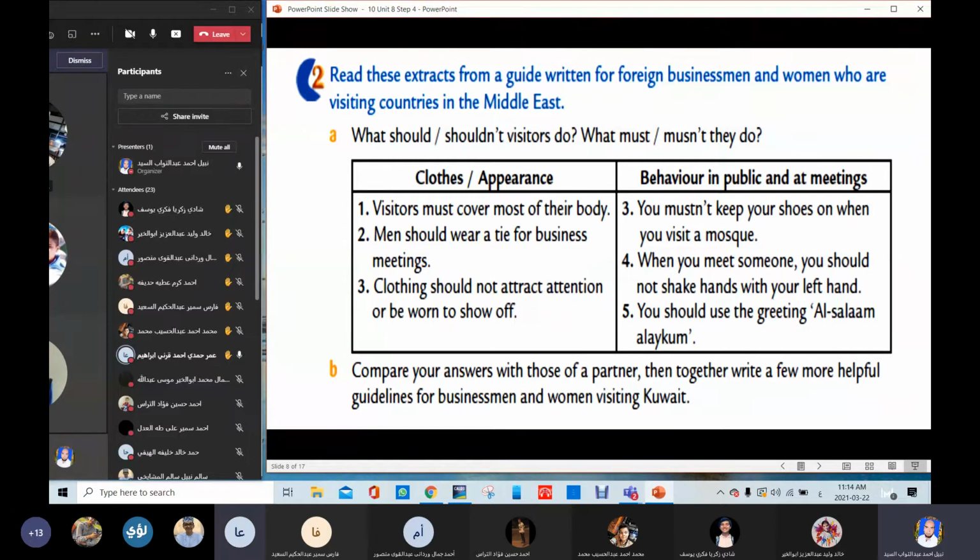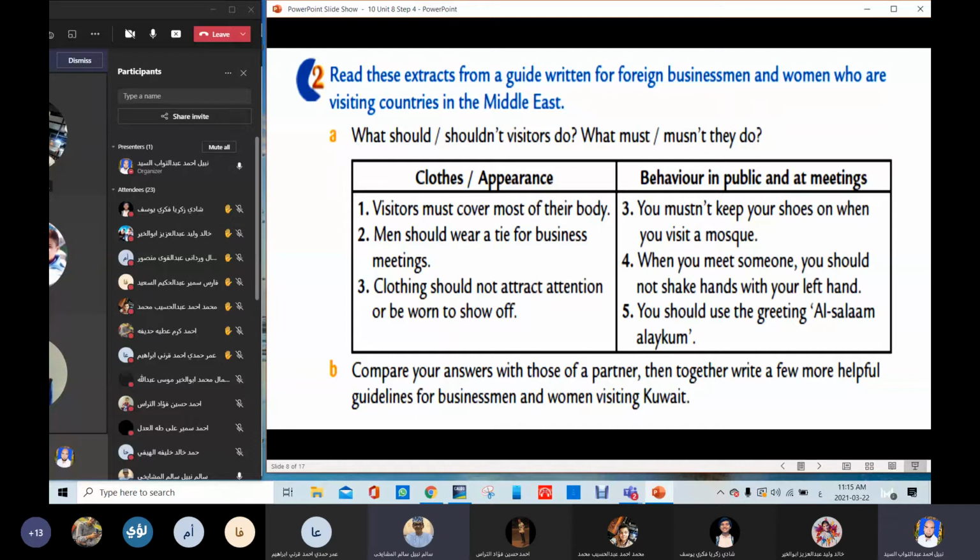What should visitors do? They should wear a tie for business meetings. Very good. They should wear a tie. It's advice. Good. What about Salim Nabil? What mustn't they do? They mustn't keep their shoes on when they visit a mosque.